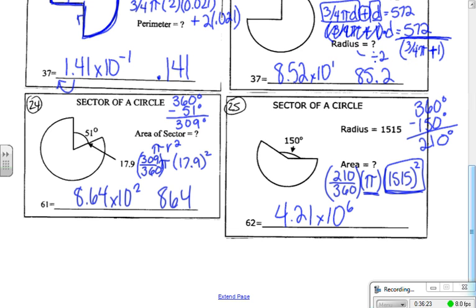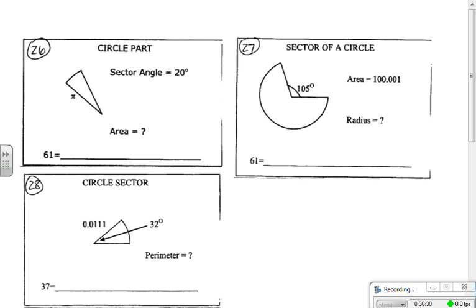Okay? Moving on to question number 26. We have a sector angle of 20 degrees, so we don't have to figure out the angle. It's given to us that this is only 20 degrees. So we're going to have 20 out of 360 times pi times our radius squared, and our radius is given to us as pi. So we're going to have pi squared. If you have pi times pi squared, that's the same thing as pi cubed.